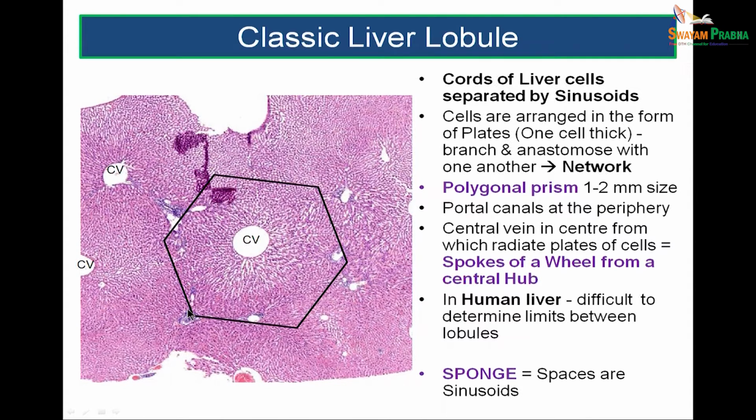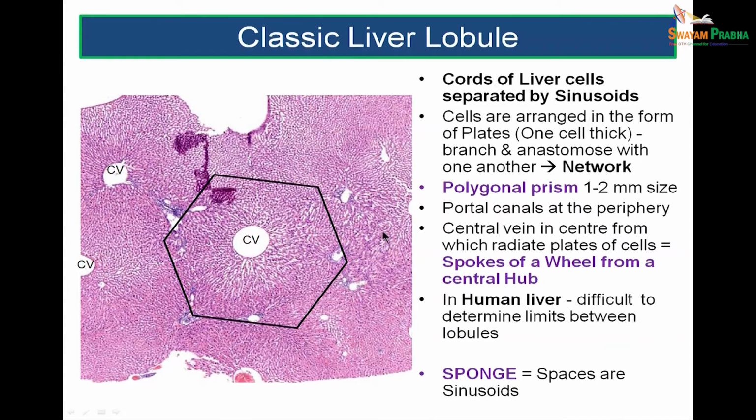Now in the human liver, it is not very easy to distinguish between hepatic lobules because the connective tissue element is slightly less. But in lower animals, the connective tissue is much more, allowing you to demarcate hepatic lobules one from the other. If you look overall at the appearance here, this resembles a sponge in texture, wherein the spaces of the sponge resemble the sinusoids.